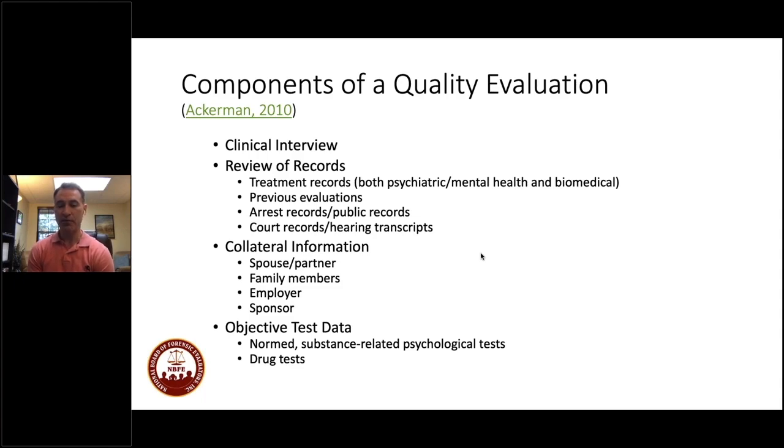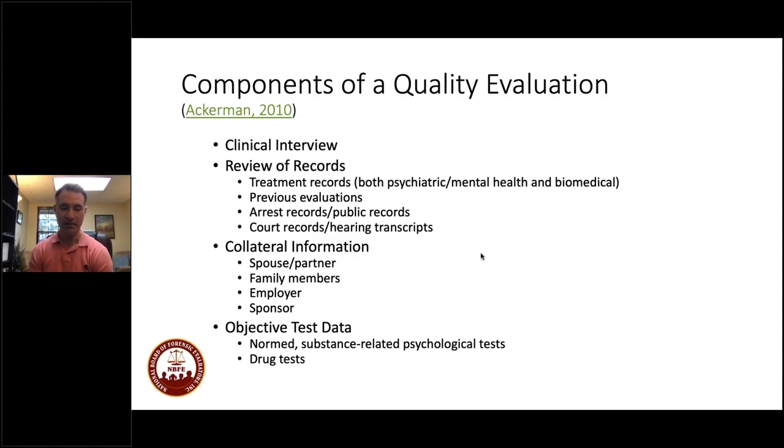Any previous evaluations that have been conducted should be reviewed by the evaluator. Arrest records and public records should be reviewed. And court records and hearing transcripts sometimes can also be a helpful record. Third, we have collateral information, which basically consists of interviews or other information obtained from people besides the client about the client, such as spouses or partners, family members, employers, and 12-step sponsors for clients who have one.